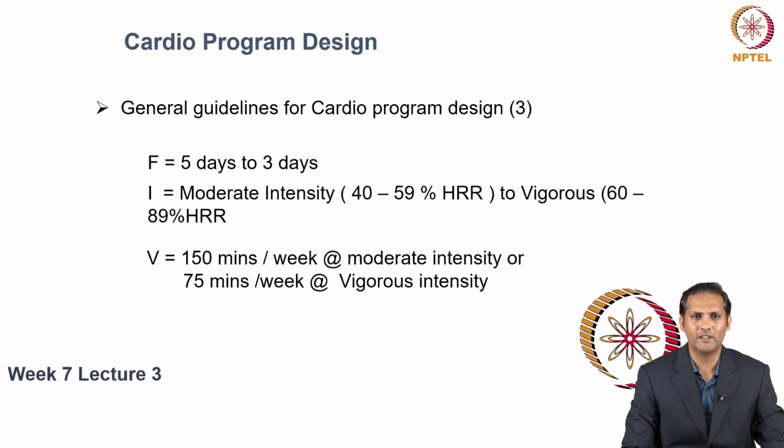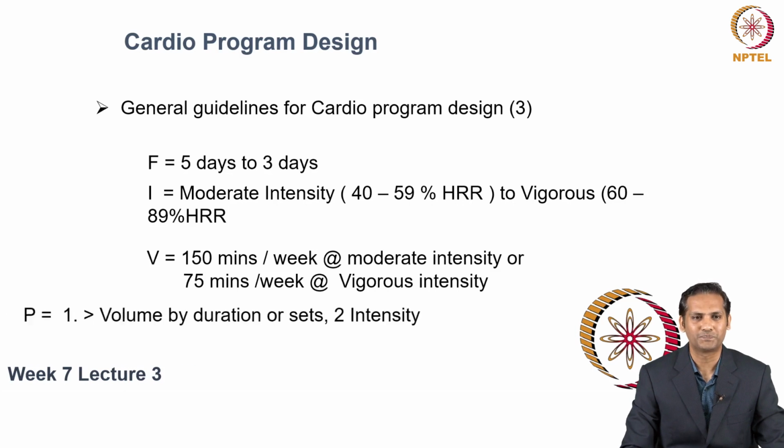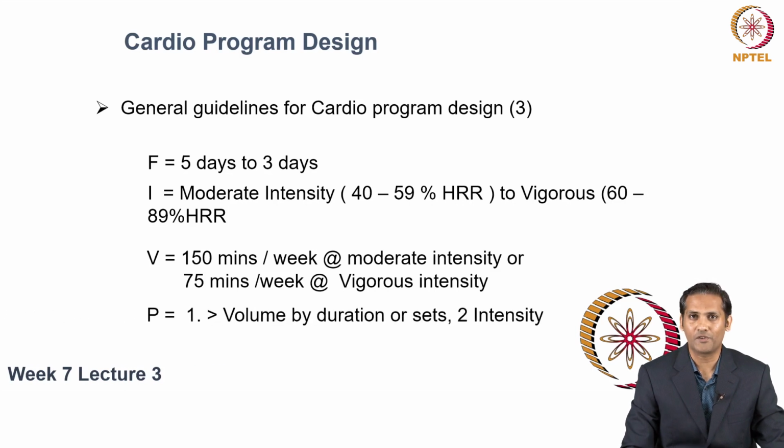Intensity for cardio capacity is at a moderate intensity, which can be customized as 40 to 59% of HRR by using the Karvonen formula, and at vigorous intensity between 60 to 89% of HRR. The general guideline to give a progression for cardio improvement is you first progress by increasing the volume, either by duration or by sets, and then you progress by increasing the intensity at a given duration.